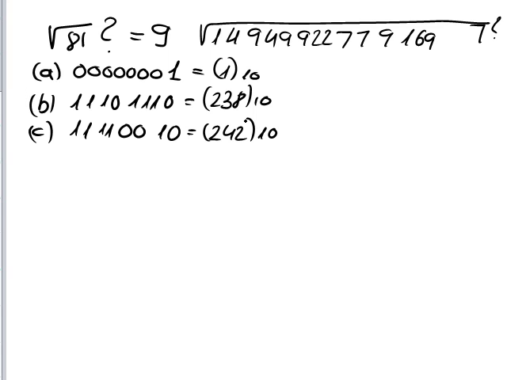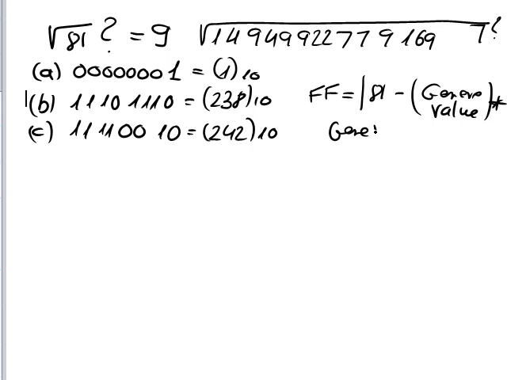We also define a fitness function, which we'll call FF, which equals the absolute value of 81 minus the gene value multiplied by the gene value. And we want to minimize this value. Why? Because if we find out the gene value is 9, the 9 square is 81, 81 minus 81 is 0, and we have our answer.